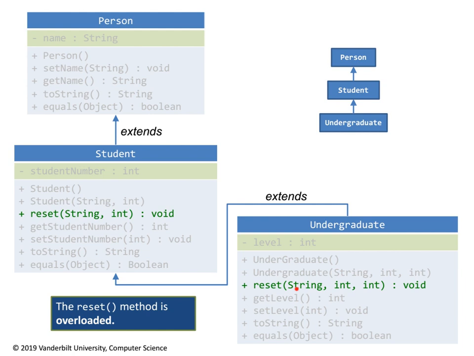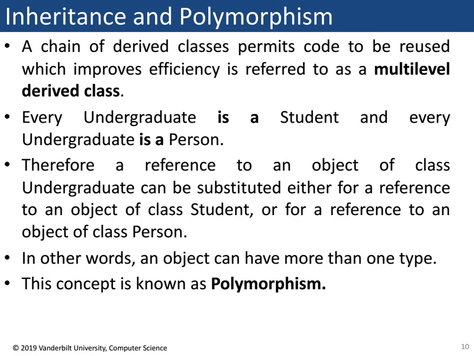Since this does not have the same parameter set, Java says, oh, you don't want to override this method. You want to add another method of the same name, which will have different functionality, and I can tell the difference based on the parameter set. So see how this chain of derived classes allows us to reuse and improve the efficiency of our code writing. This is referred to as multi-level derived classes.